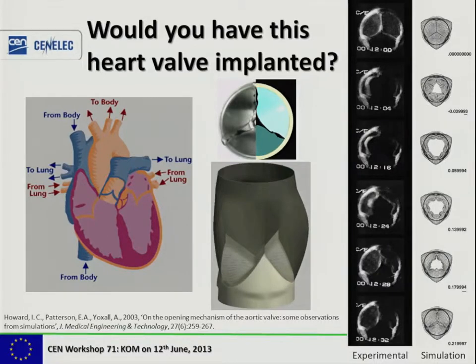And so then I asked the audience whether or not they'd be happy having this valve implanted, and almost nobody was happy with this level of validation. So we've got a decreasing level of happiness as we made the model more and more personal.